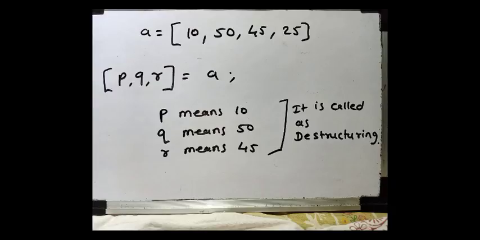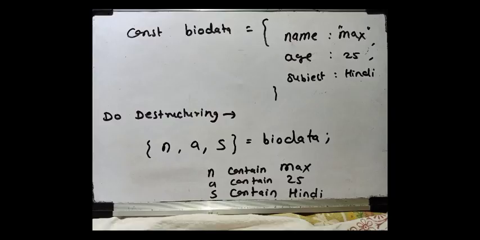In this case a has 4 values: 10, 50, 45, 25. I want to split the values. This is called destructuring, meaning the array is now split. p q r equal to a. So p should represent the first element of a, q the second element, r the third element. If there is another variable w, it should represent the fourth element. So p means 10 here, q means 50, r means 45. It is called destructuring.